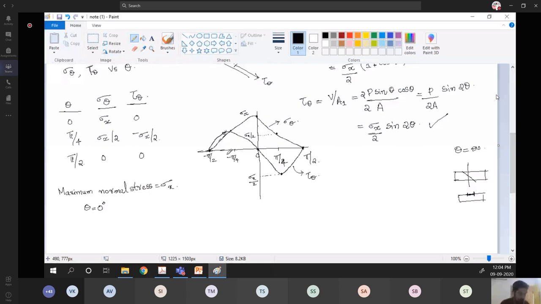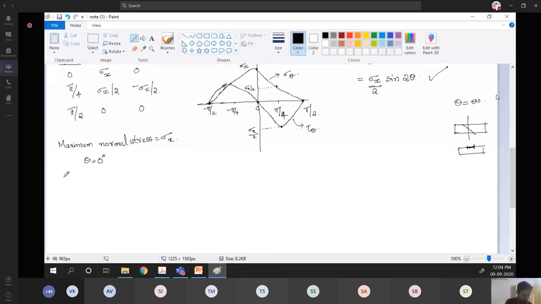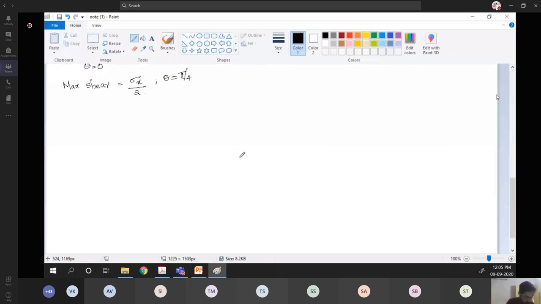Similarly, regarding shear stress, what can we say? The maximum value for the shear stress is sigma x by 2, and it occurs when the angle of inclination is pi by 4, that is 45 degrees. Okay, so I will draw a figure.